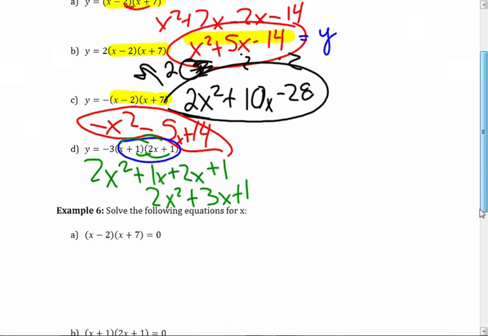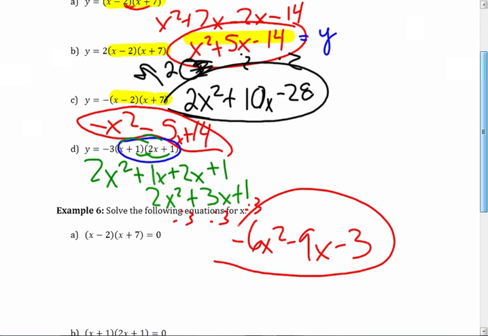And then what are you going to do with it? Multiply by what? Yeah, do this. What's x times x? That's x squared. It's a negative 3. Yes, that's right. Okay, there you go. X squared minus 9x minus 3.